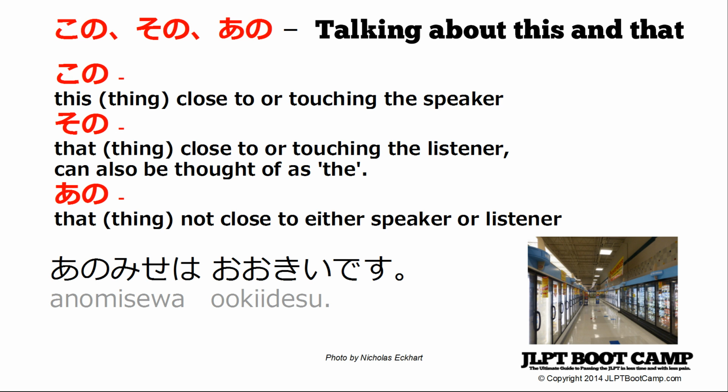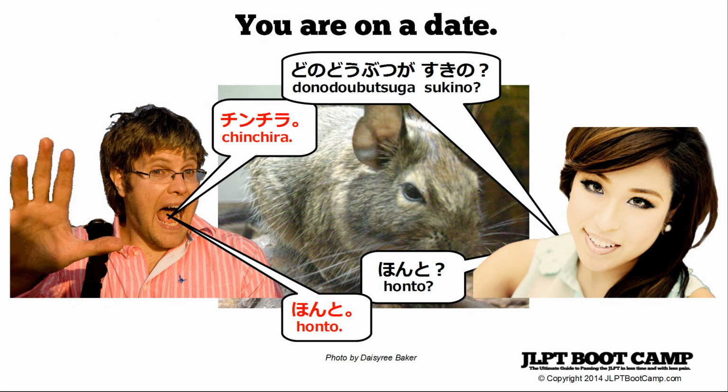So moving on, your date asks you another question. Dono dobutsu ga suki no? And you reply, chinchira. And she asks, honto? And you respond, honto. So she first asks you, which animal do you like? And you reply, chinchira, which is the chinchilla. It's a kind of a big fluffy mouse. And she responds, honto? Really?